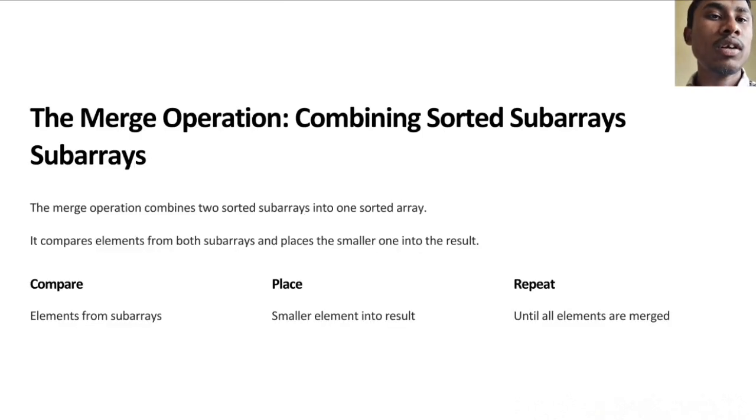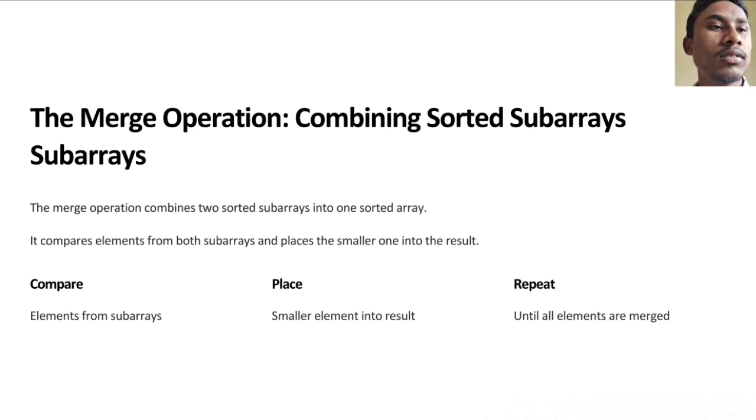So the merge sort operation is combining sorted subarrays. The merge operation combines two sorted subarrays into one sorted array. It compares the elements from both subarrays and places the smaller one into the result. This process is repeated until the elements in the subarrays are merged together and form the sorted elements.